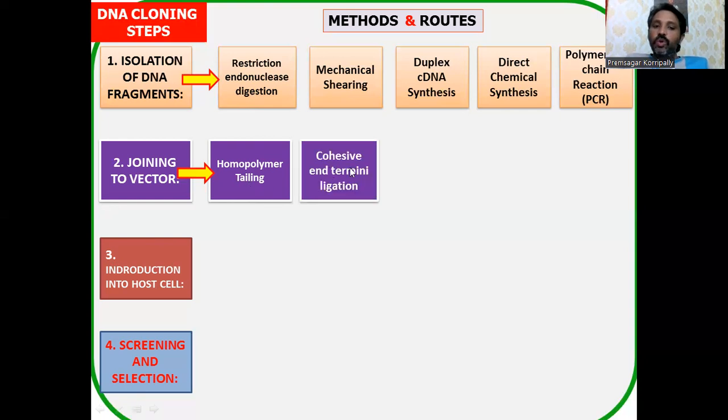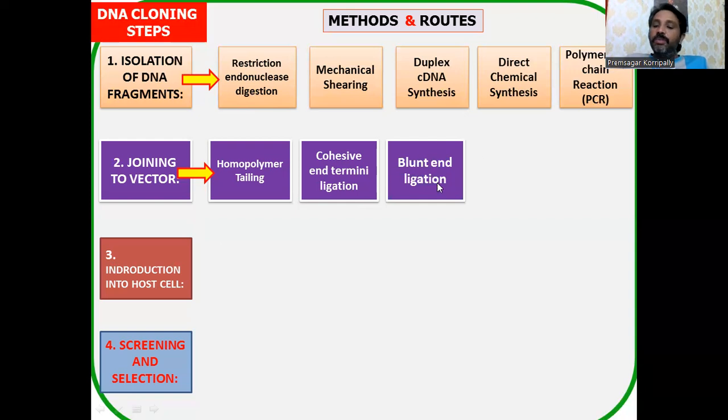The next one is cohesive end termini. You digest the DNA fragment with one enzyme, for example, EcoR1. The same enzyme you use to digest the vector to linearize it, then the vector and insert have compatible cohesive ends. Compatible complementary cohesive ends, then the ligation process is very easy and efficient also. So the second method is cohesive end termini ligation.